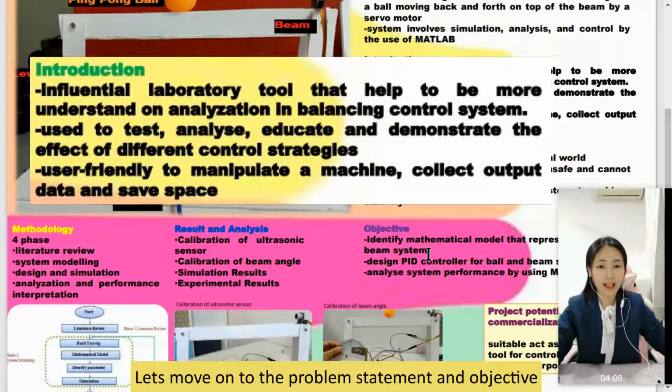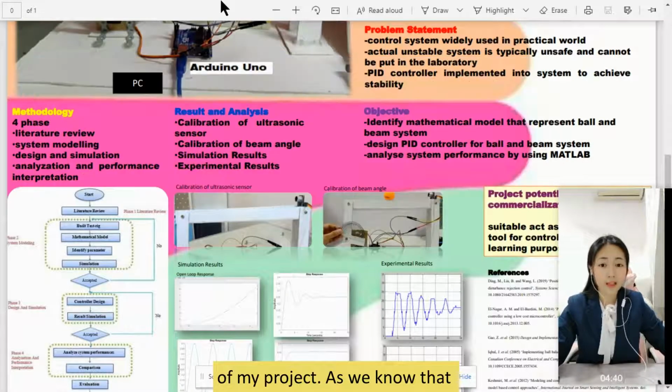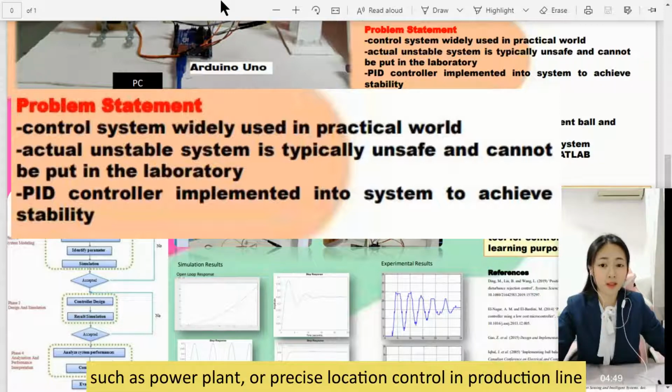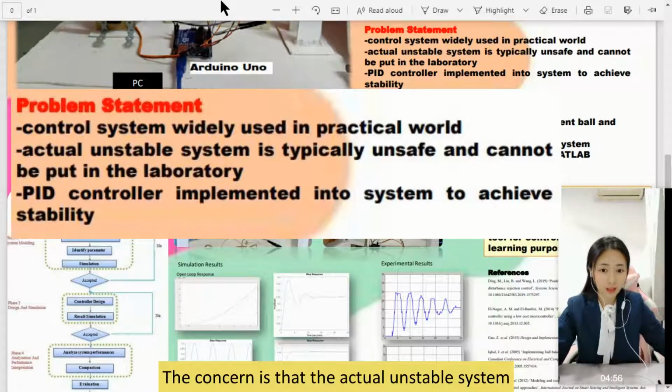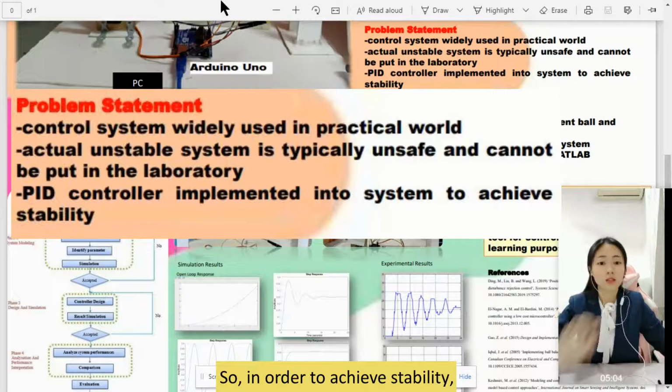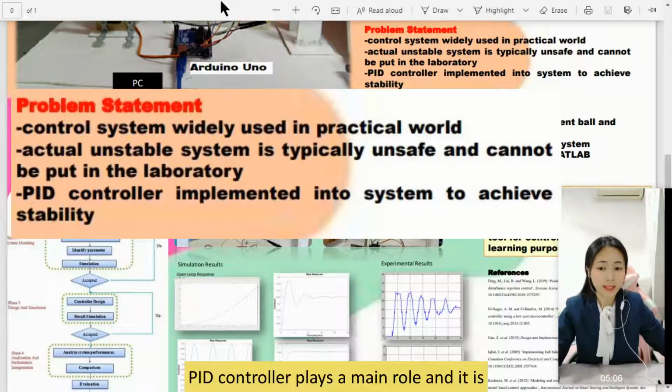Okay, let's move on to the problem statement and objective of my project. As we know, control systems are widely used in laboratories and in our practical world. They can be used in many industrial applications such as power plants or precise position control in production lines. The concern is that an actual unstable system is typically unsafe and cannot be put in the laboratory. So, in order to achieve stability, PID controllers play a main role, and it is implemented in the system.